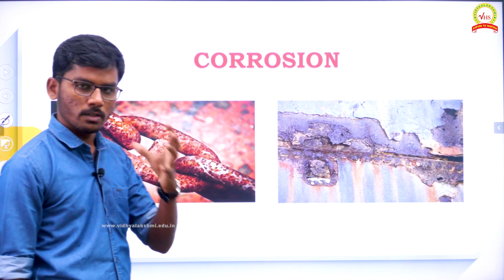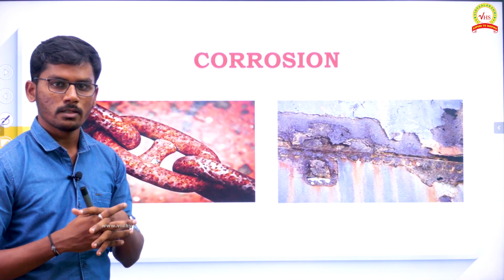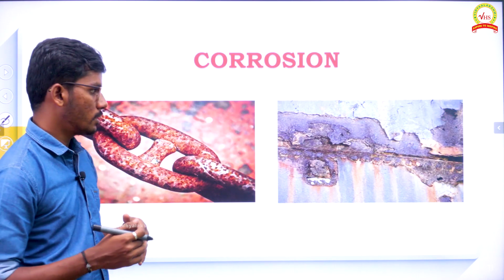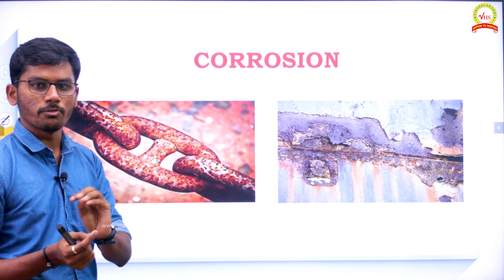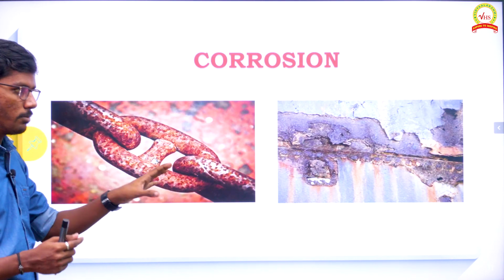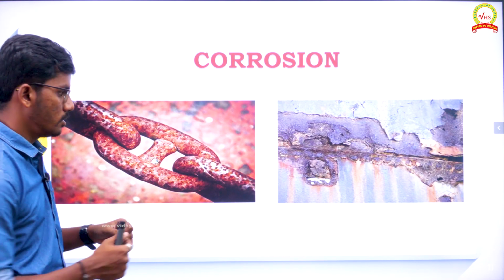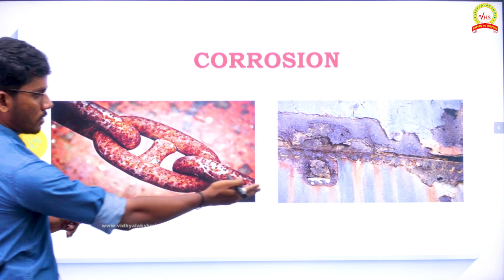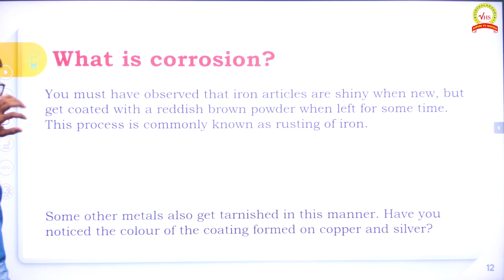Whenever you hear the word corrosion, what immediately comes to your mind? Rusting of iron, right? But it is not actually only rusting. Corrosion and rusting have a minute difference between them. That is what we are going to learn in this video. These are the examples that immediately come to mind when you hear the word corrosion. This is nothing but the rusting of iron, and in the same way metals are being corroded. Okay, we'll move on to the actual part.